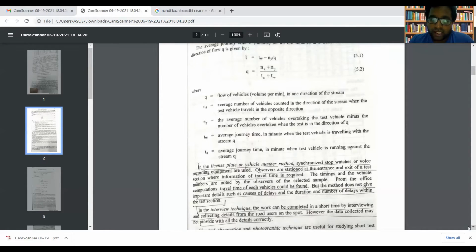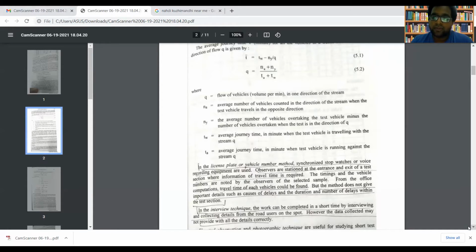Now, the timing at which different vehicles enter the location will be noted down. Timings and the vehicle numbers will be noted down by the observer at the entrance location as well as at the exit location. Then this will be taken to the office, and from the office computation, the travel time of each vehicle will be determined.